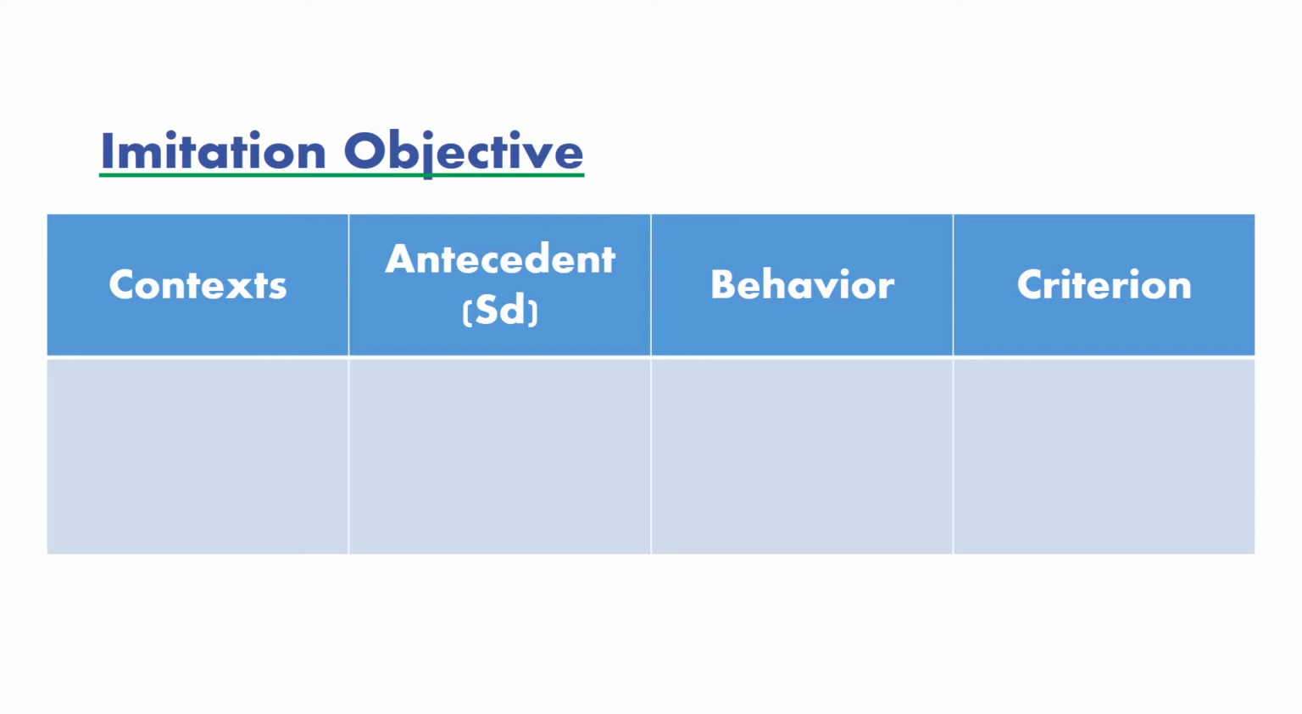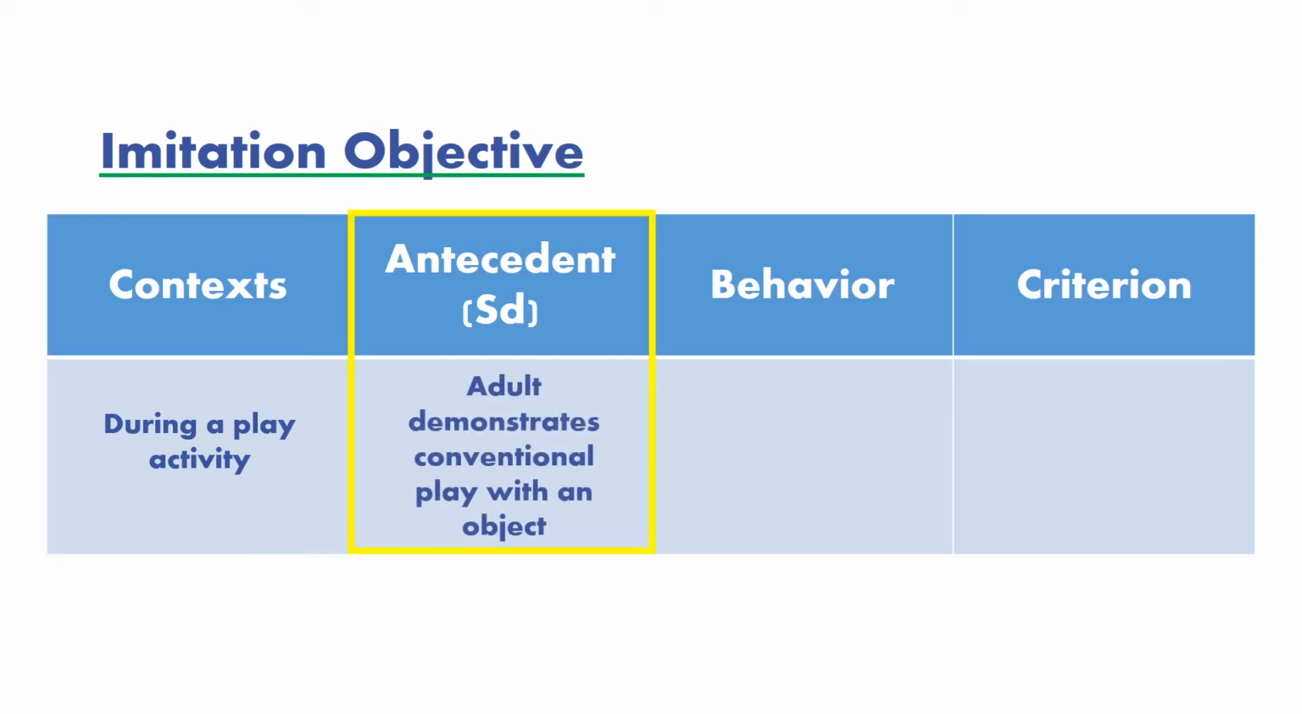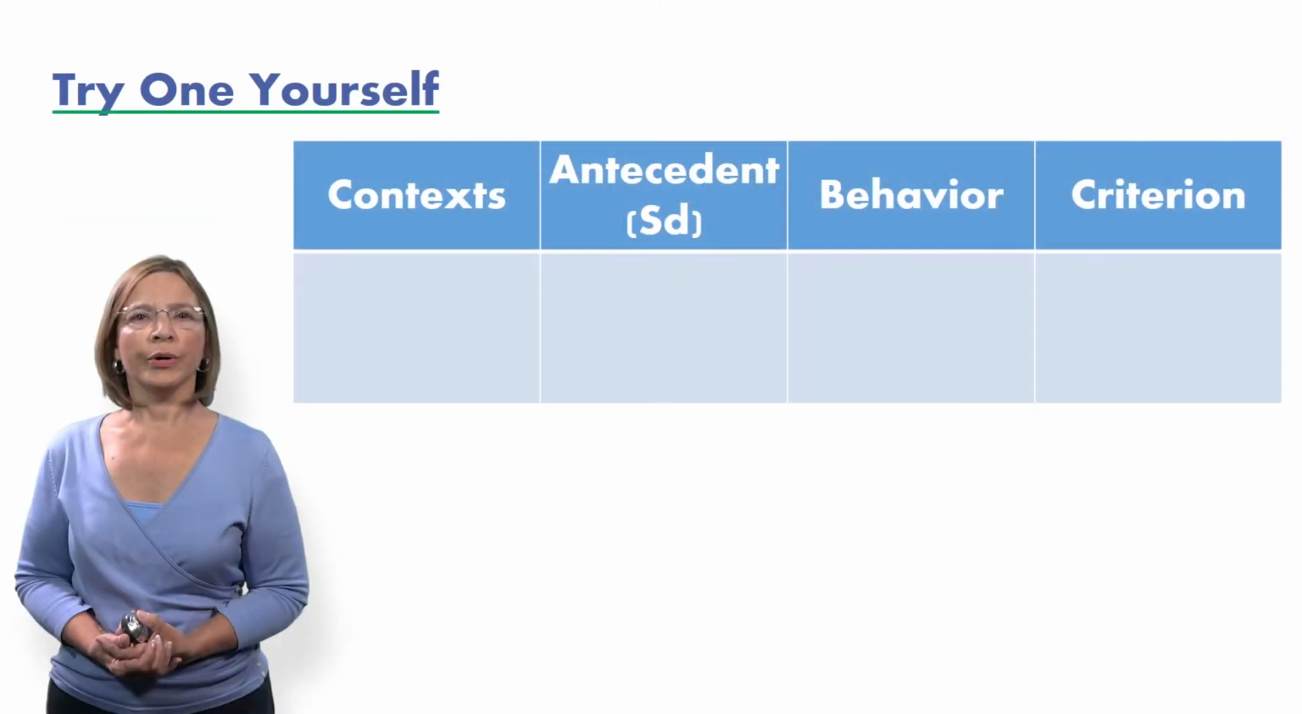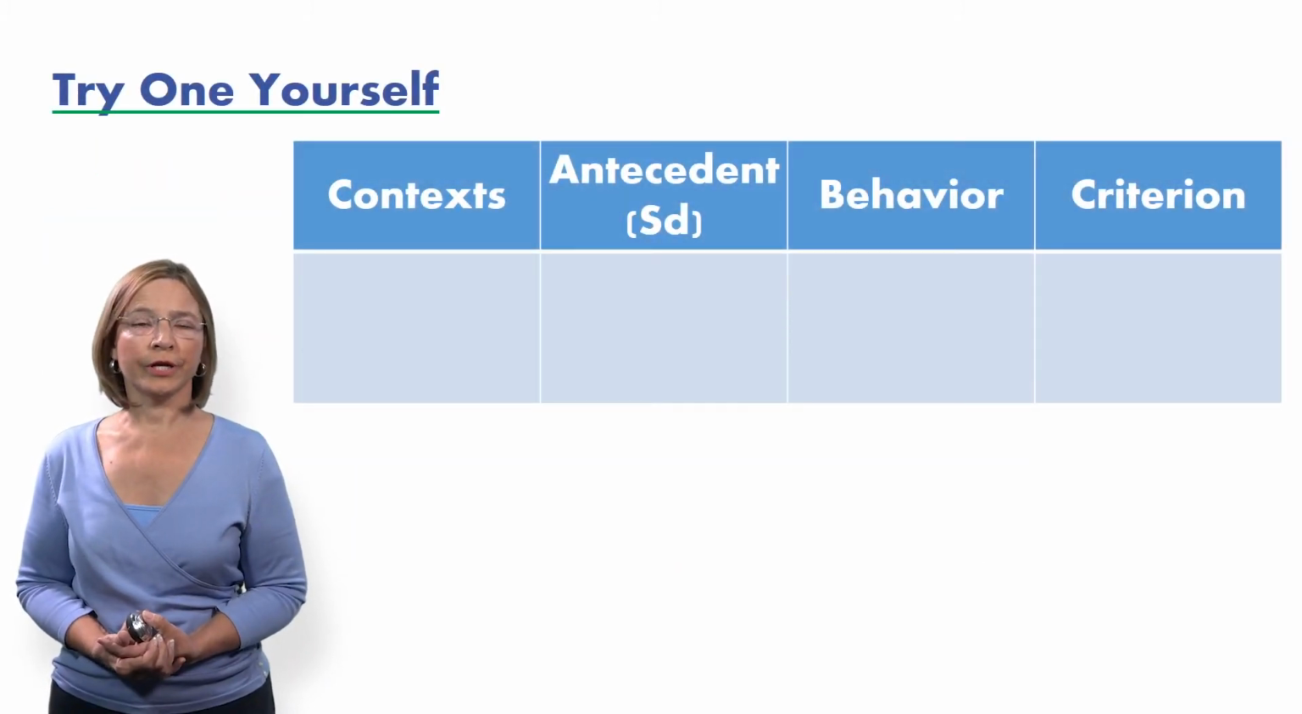Here's an imitation objective. Context, during a play activity. Antecedent, when an adult demonstrates a conventional play action with an object. Behavior, the child will independently imitate the action, like driving the car, flying the airplane, or stirring a spoon in a bowl. Criterion, 3 of 4 opportunities in 3 consecutive playtimes with 2 or more partners at home and at preschool. Okay, are you ready to try one for yourself?